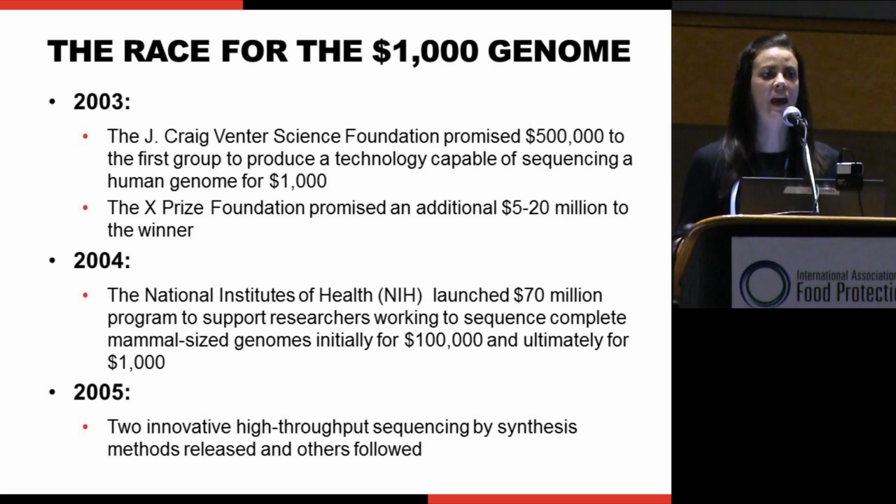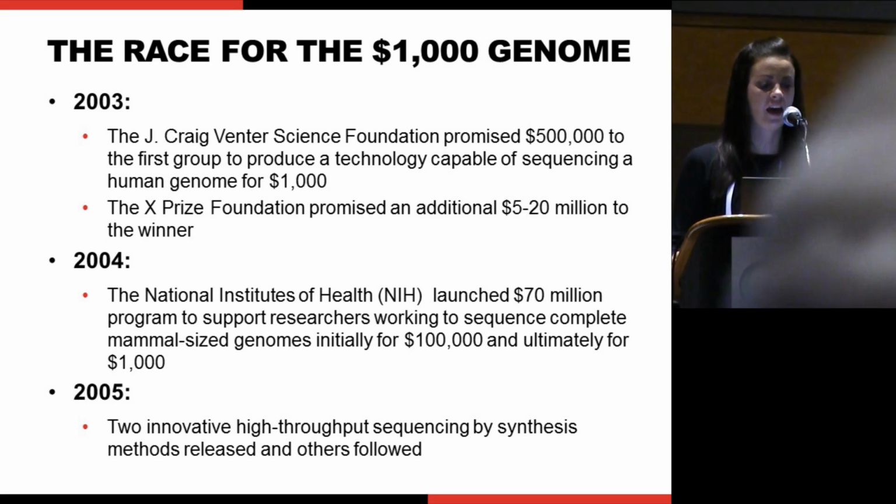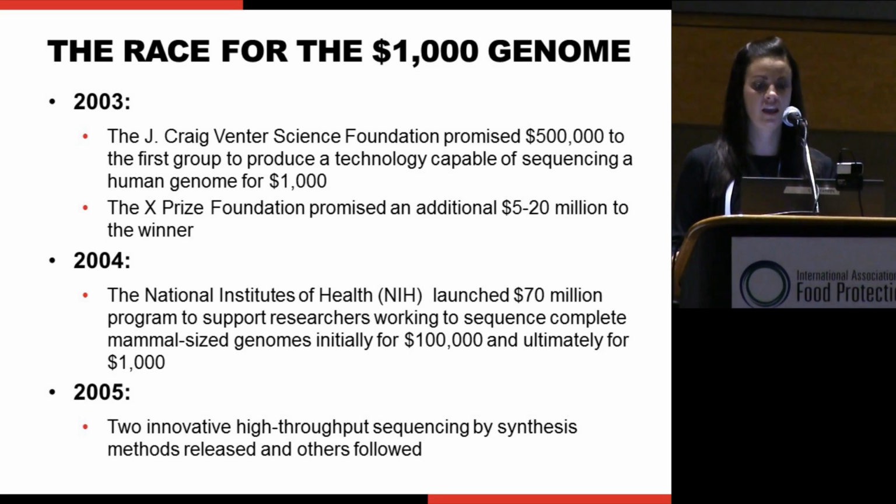So obviously, when we had this information, we realized that we needed more genome sequencing, and there was a big push to develop next-generation sequencing technologies. Some of the incentives put behind this included the Craig Venter Science Foundation, which had promised $500,000 to the first group that could produce a technology able to sequence a human genome for $1,000. So all of these things are behind the race for a $1,000 human genome.